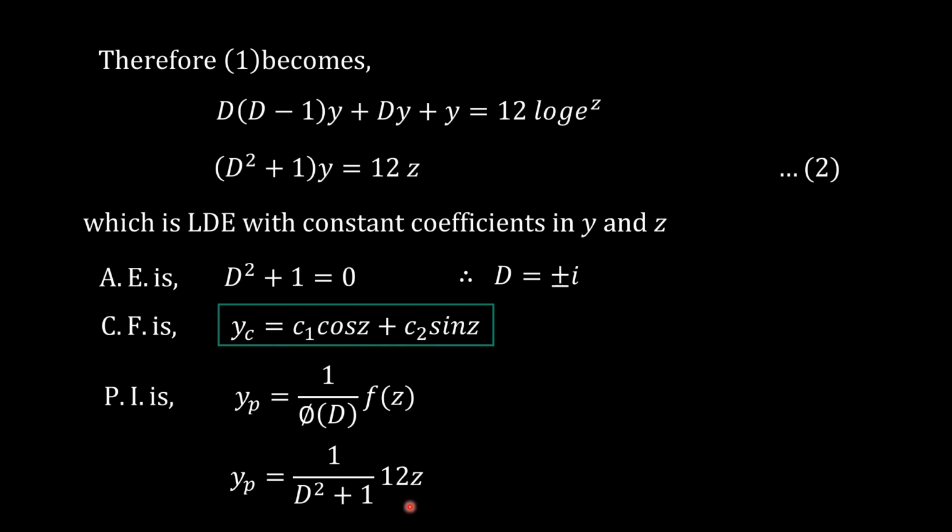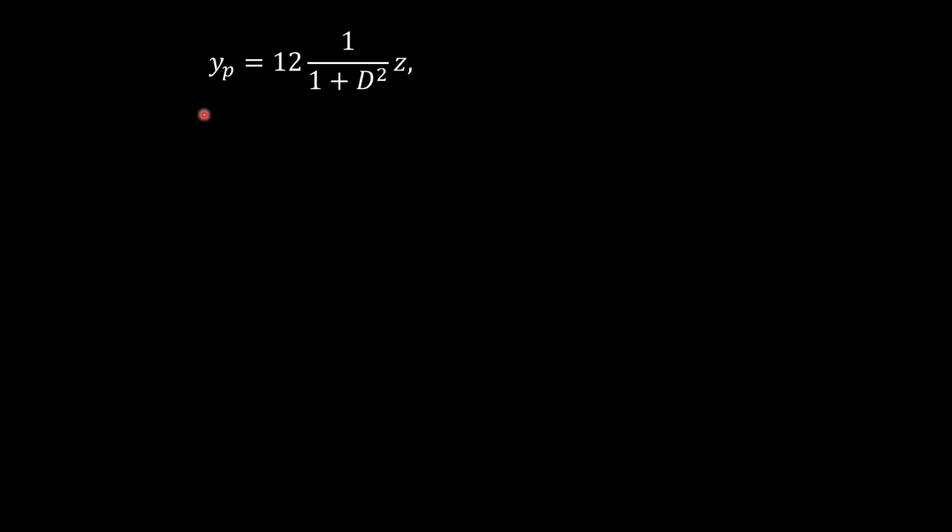In case of a polynomial function, we express our denominator in the form 1 upon 1 plus t. Already 1 is there in the denominator, so we can rewrite it as yp is equal to, we have taken 12 to the left of the operator as it is a constant, so 12 into 1 upon 1 plus D square. So we have written it in the form 1 upon 1 plus t of z.